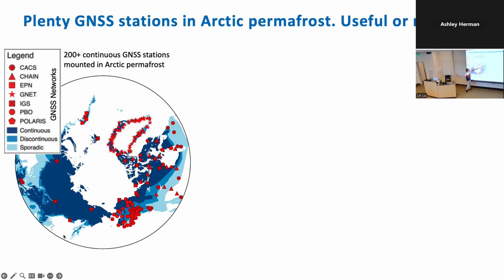This, for instance, is the GNET network. It's mainly to study isostatic rebound. There are other studies in northern Canada to study the ionosphere, and this is the Plate Boundary Observatory, which I will come back to. It's, of course, for tectonic studies. None of them is really for permafrost.